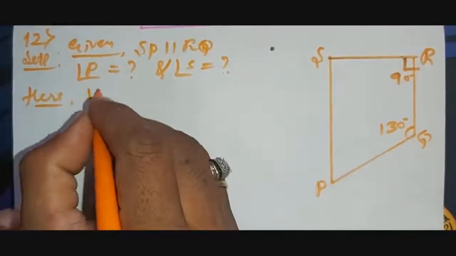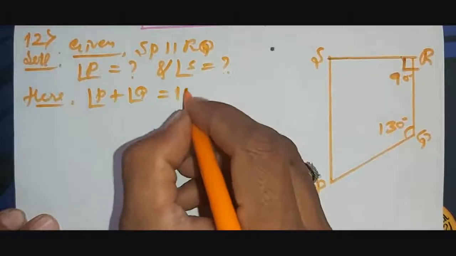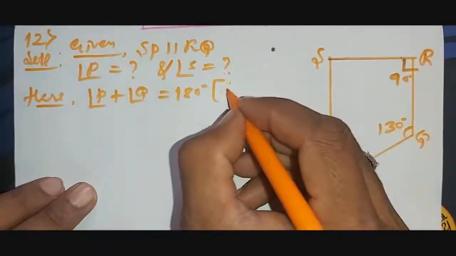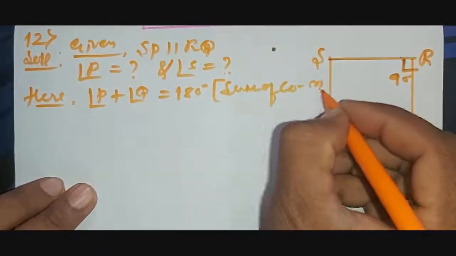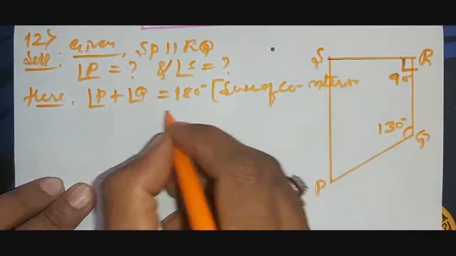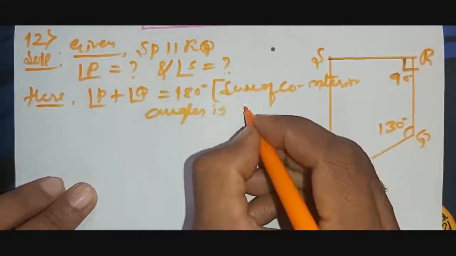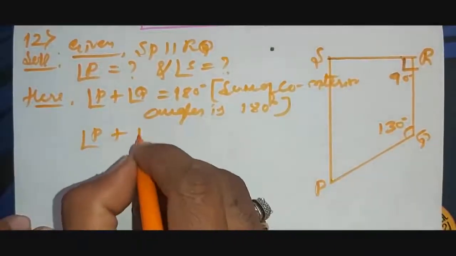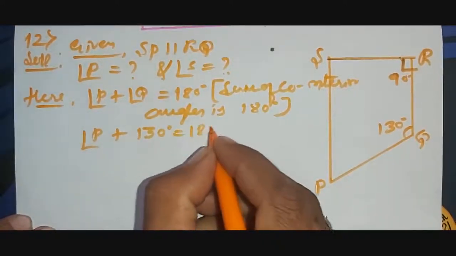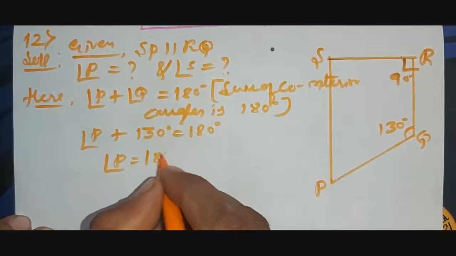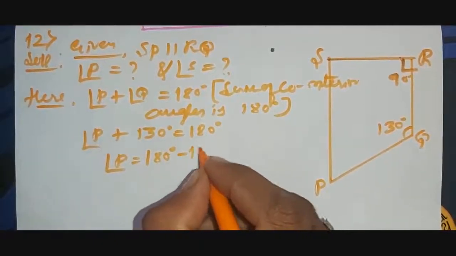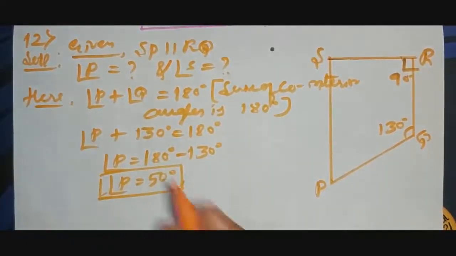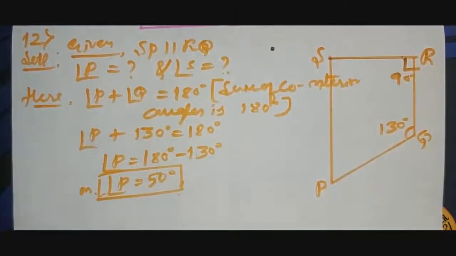Angle P plus angle Q is equal to 180 degree. Sum of co-interior angles is 180 degree. P is equal to, as it is we need to find, Q is equal to 130 degree is equal to 180. Angle P is equal to 180 minus 130, therefore angle P is equal to 50 degree, right? Measuring angle P is equal to 50 degree. Next, we need to find it.